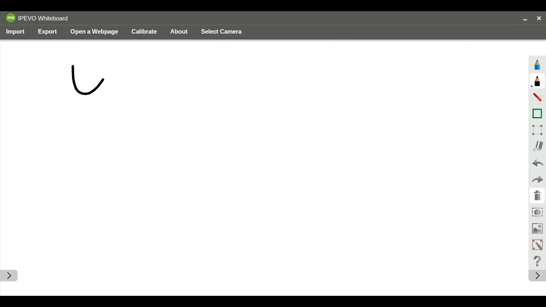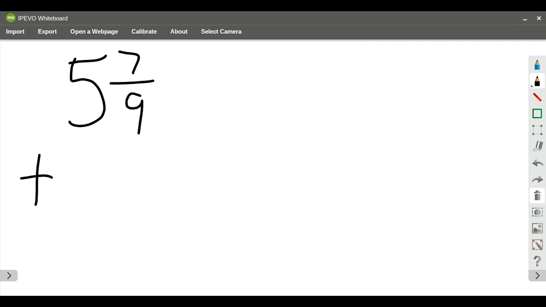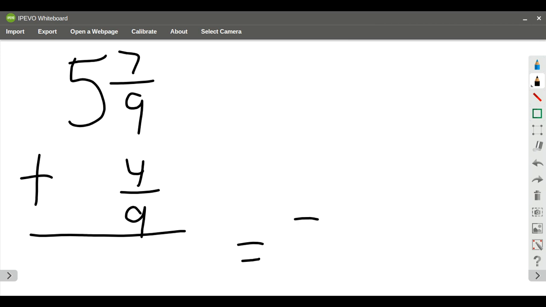So I have, well, it's not y anymore. Whoopsies. Let's erase that. It's going to be 5 and 7 ninths. And I'm going to go ahead and set my problem up vertically for my check, added to 4 ninths. And that needs to be equal to 5 and 1/3, except for the fact that I am not adding here. I am subtracting. So I'm going to change this to a subtraction symbol.